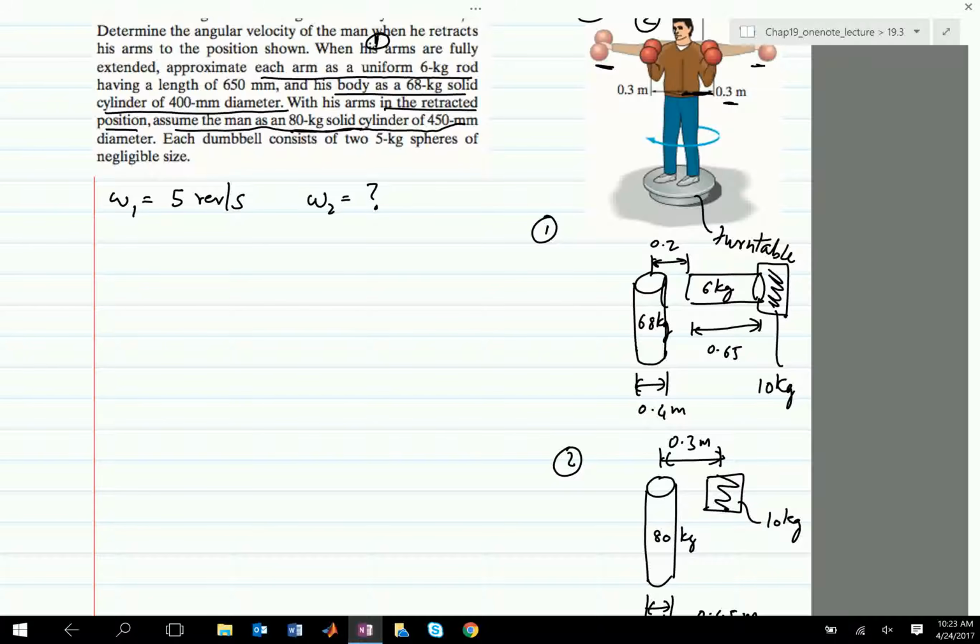Okay, so the forces, if you consider the person, are all internal to the system. So this is a place where you can apply conservation of angular momentum, not the linear momentum, because if you apply linear momentum, there's going to be a force between the turntable and the man, which will show up in your equations, and you don't want that. So you want to do conservation of angular momentum about the vertical axis.